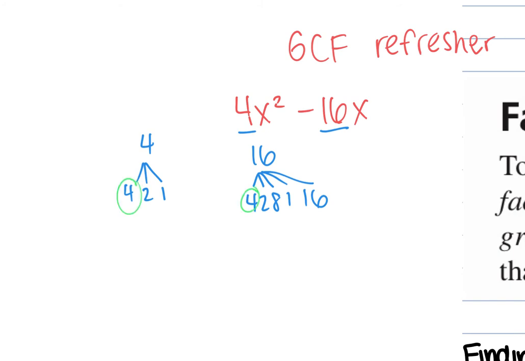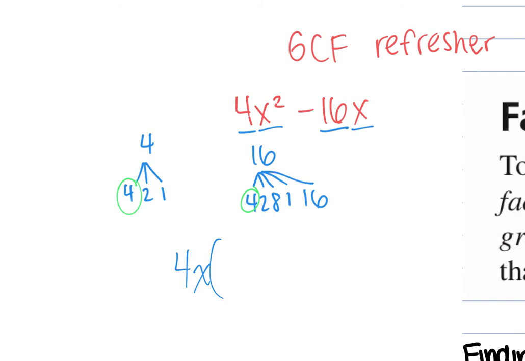So you're going to pull out the 4 from each of the terms. But you're also going to be able to pull out part of the variable. So we have x and x squared. Pull out the smaller one, so x. So you're going to pull out a 4x. This is what we call factoring out.